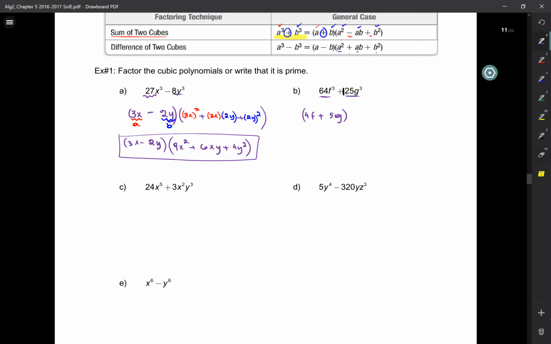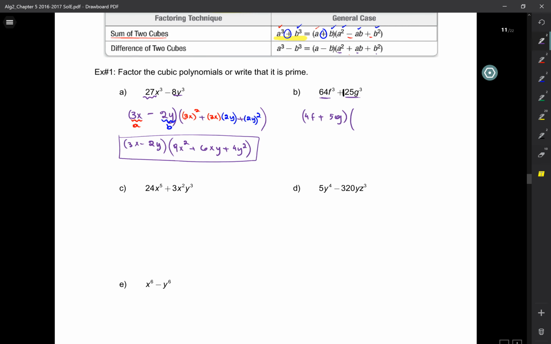Okay, so next. Now, the first one is always your A. The second one is always your B. All right? And now, this is a sum of 2 cubes, so we're going to use that first formula there. All right, so in the first case, we get A squared. So it's 4f squared. Okay, now, is it plus or minus next? Minus.